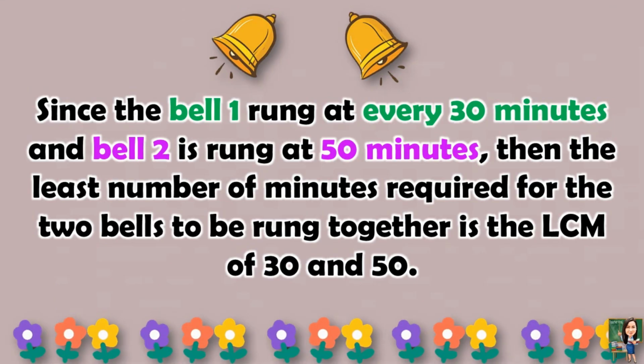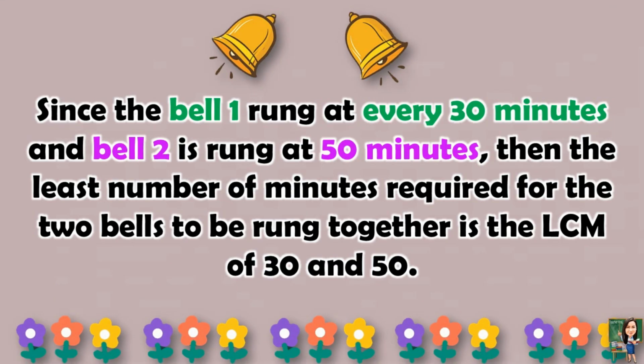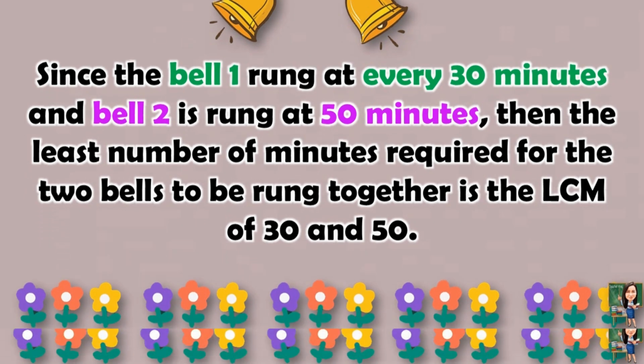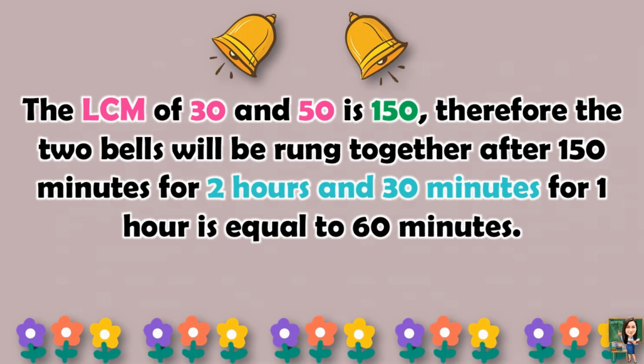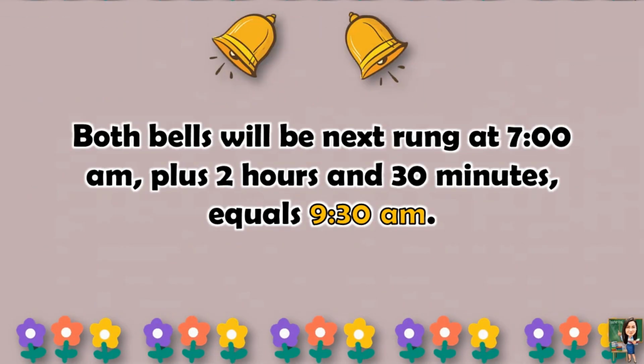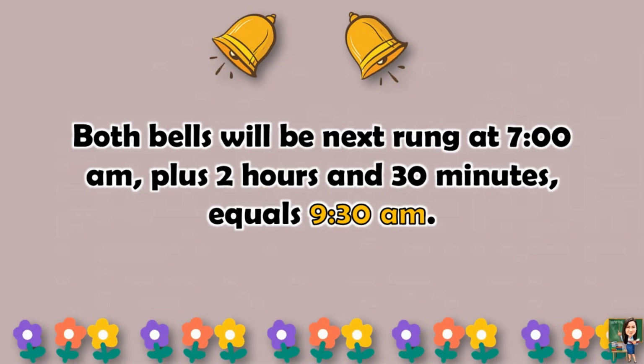Since bell 1 rang every 30 minutes and bell 2 is rung every 50 minutes, the least number of minutes required for the two bells to be rung together is the LCM of 30 and 50. The LCM of 30 and 50 is 150. Therefore, the two bells will be rung together after 150 minutes, or 2 hours and 30 minutes, for 1 hour is equal to 60 minutes. Both bells will next be rung at 7 o'clock a.m. plus 2 hours and 30 minutes, which equals 9:30 a.m.